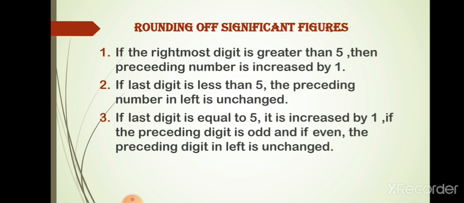Second rule is if the last digit is less than 5, the preceding number is left unchanged. For example, 5.332. It can be written as 5.33. The third rule is if the last digit is equal to 5, the preceding digit is increased by 1 if it is odd, and if even, the preceding digit is left unchanged. For example, 5.735. It can be written as 5.74. And 5.745. It can be written as 5.74.